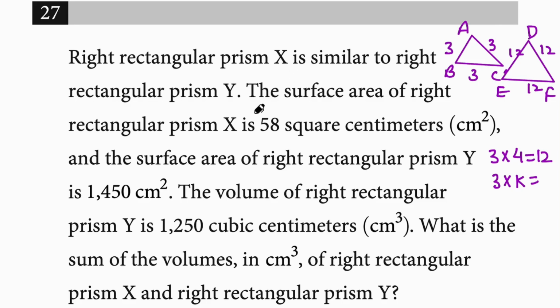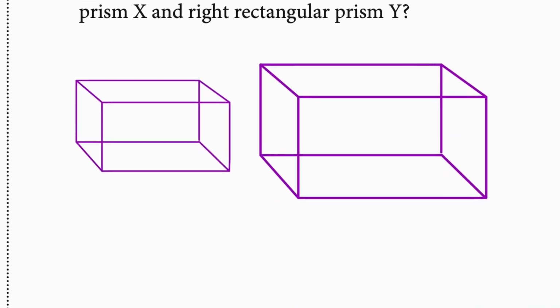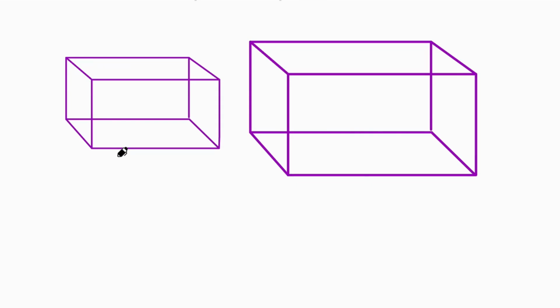Now, prism X is similar to prism Y. So suppose we have two prisms, right? Let its length be L, width be W, and height be H. So this bigger prism will have some constant K: length L times K, width W times K, and height H times K. Okay, these are the measurements.